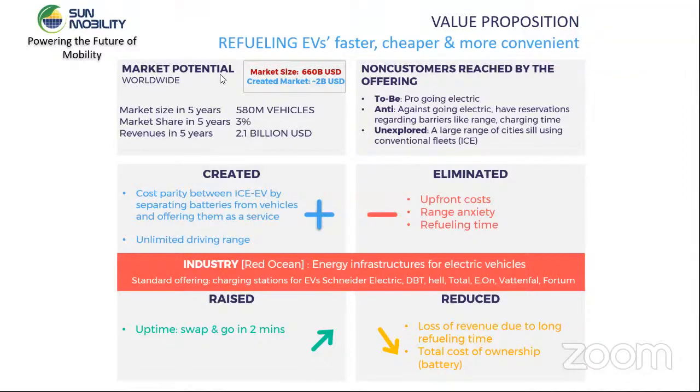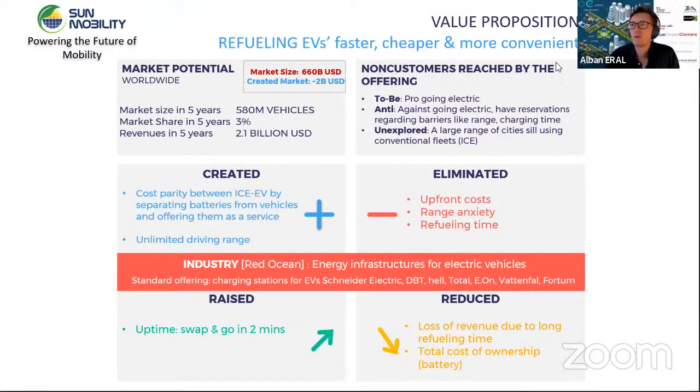Yeah, clearly, they eliminate all these things about refueling, about range, so range anxiety. And they create this unlimited driving range, because if you have this station and you can always swap your battery with a full battery, you have no limit anymore with your electric vehicles. It's clearly for fleets. They are clearly in energy infrastructure for fleets of electric vehicles. Their customers are mostly these fleet managers, as they said in the video, and they reduce the loss of revenue due to long refueling times, because when you have immobilization of the car or the bus, it's very bad for revenues and profitability.